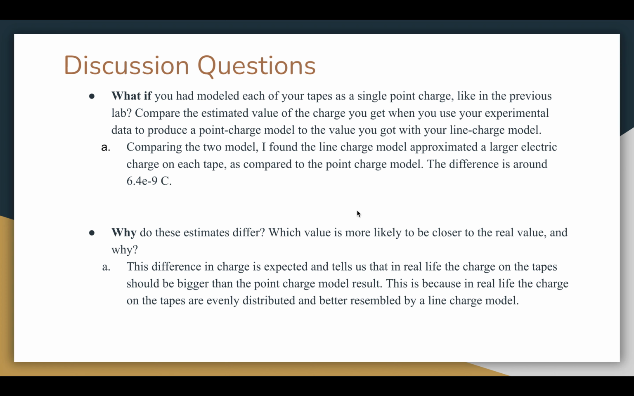This difference in charge is expected and tells us that in real life, the charge on the tapes should be bigger than the point charge model result. This is because in real life, the charge on the tape is evenly distributed and better resembled by the line charge model. So the line charge model is closer to the real value.